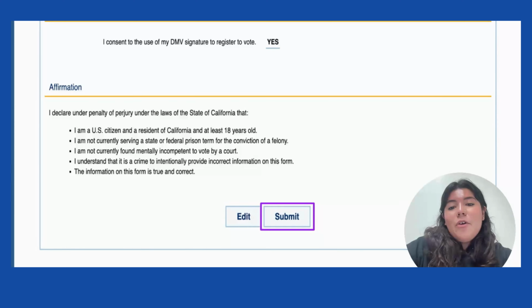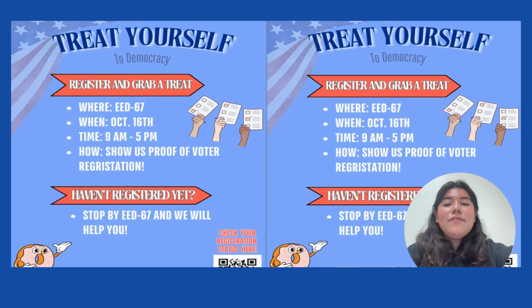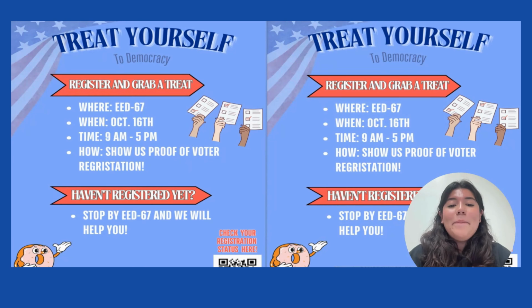Before I end this video, I just want to say that if you come to CSULB, you know where ED 67 might be. Check your campus map, if anything. We are going to be having a little event here from 9 to 5. If you can show us that you're registered, you can grab a little treat. And if you aren't registered, that's okay because we're here to help you and we can help you do it online. Then you can get your treat afterwards. I think it sounds like a pretty good deal if you ask me.